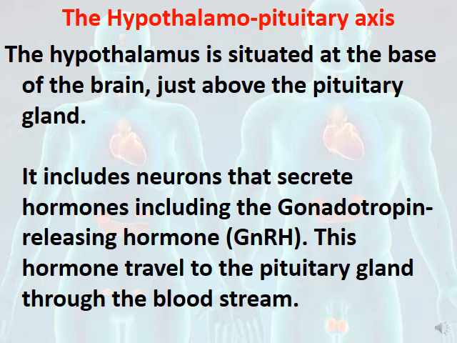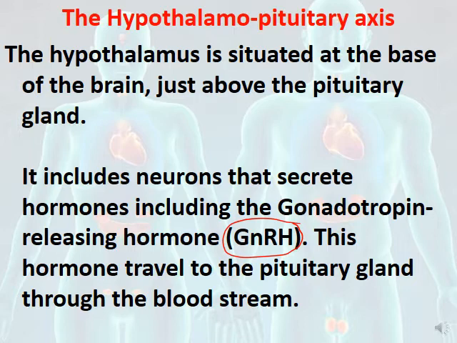Hypothalamus is situated at the base of the brain and above the pituitary gland. The hypothalamus includes neurons that secrete hormones. The most important one is the gonadotropin releasing hormone, GnRH. This hormone will travel toward the pituitary gland through the blood.